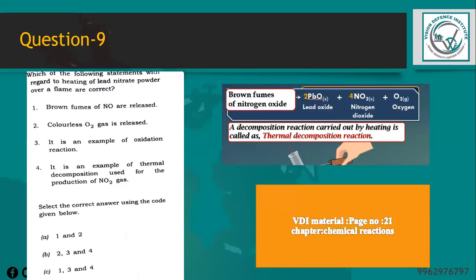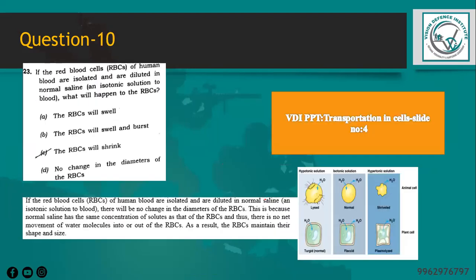And here comes the brown fumes of NO. This has been replicated in both the NDA weekend test exam and the material, and it also covers the CDS. And here come the red blood cells. This category of question is based on the diffusion pattern, that is isotonic, hypertonic, and hypotonic. Based on the cells, we have a similar pattern which is reflected as the isotonic question. This also covers the transport of cells.